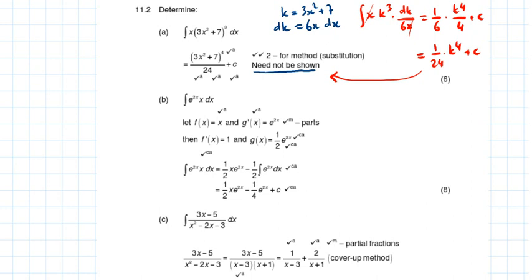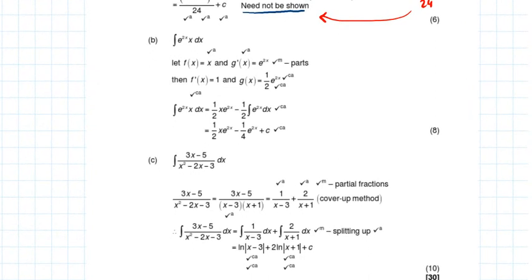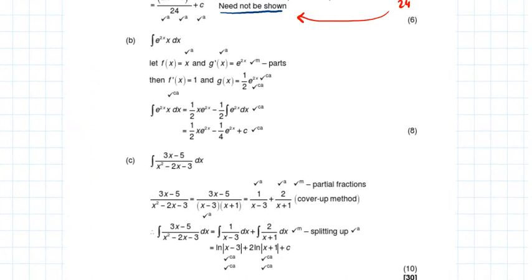Plus c. Okay, the next one is the UDV method. Remember, the integral of u times dv is equal to u times v minus the integral of v times du. So it's all about choosing u and dv correctly. In the formula sheet it is given as f of x and g of x.